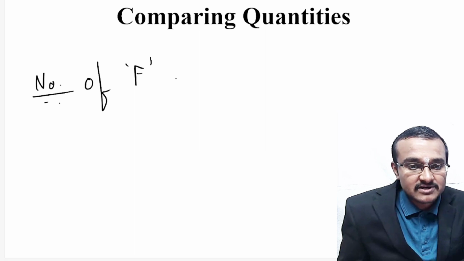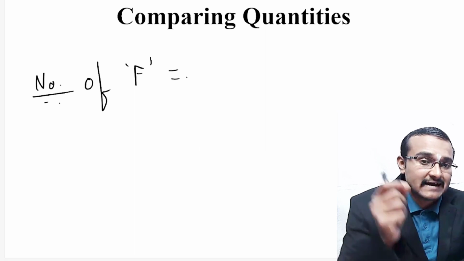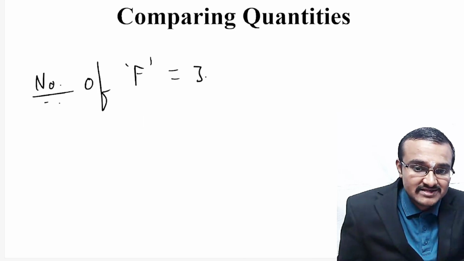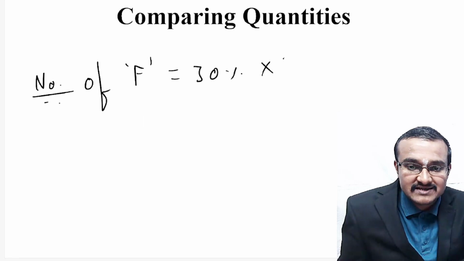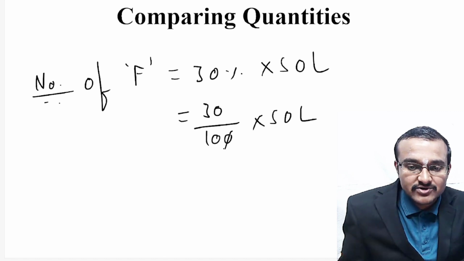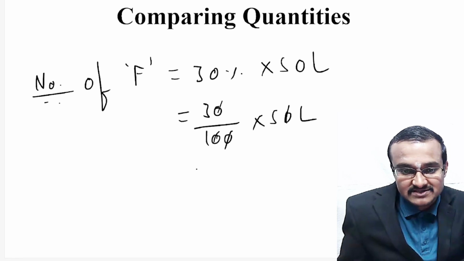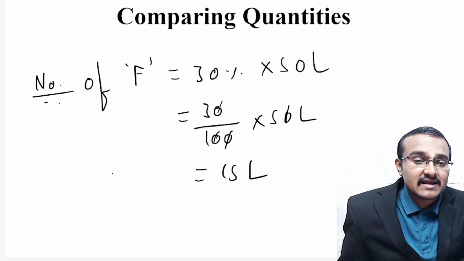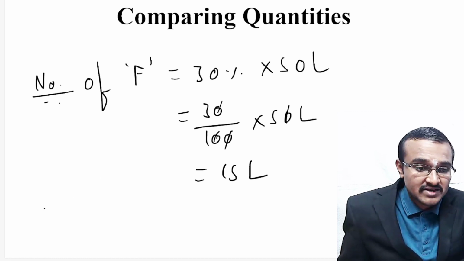number of F. So number of F is actually the number of football loving people in that particular city. So that is actually 30% of 50 lakhs. So 30% of 50 lakhs will be 30 by 100 into 50 lakhs. So here the zeros get cancelled. 5 3s are 15 lakh. So 15 lakh people are actually loving football in this particular city.